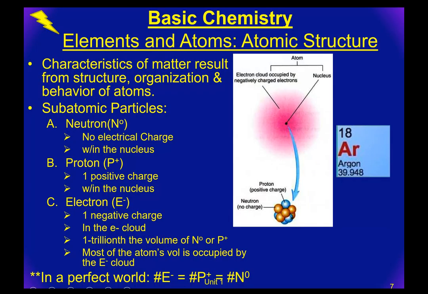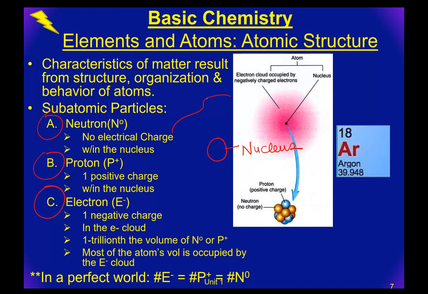So, let's talk about an atom's structure. The characteristics of matter result from the structure and organization and behavior of atoms. You've got basically 3 subatomic particles. Atoms are made up of 3 parts. You've got neutrons, you've got protons, and you have electrons. And in an atom, you have 2 kind of locations. Dead center in the middle, you've got a nucleus.